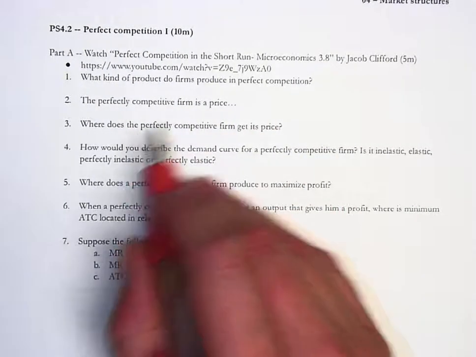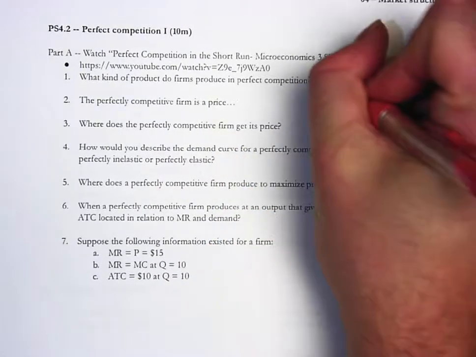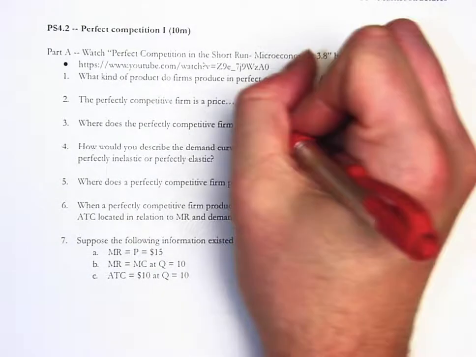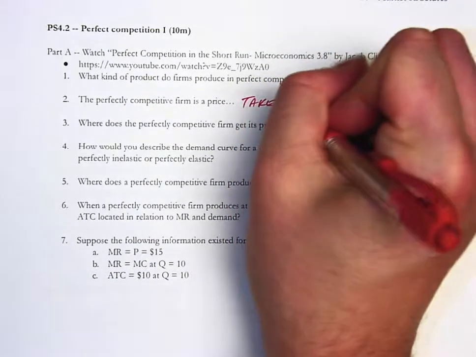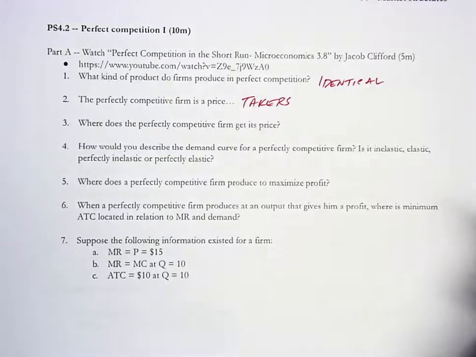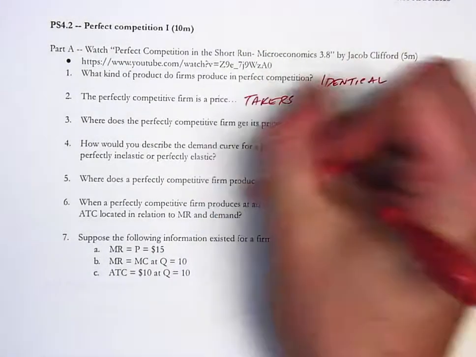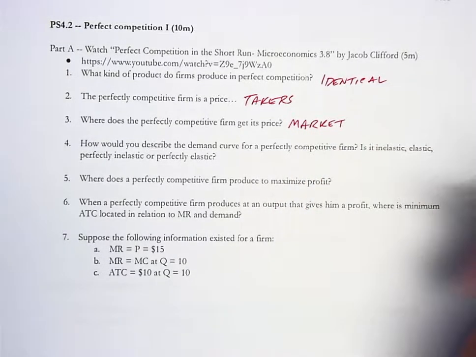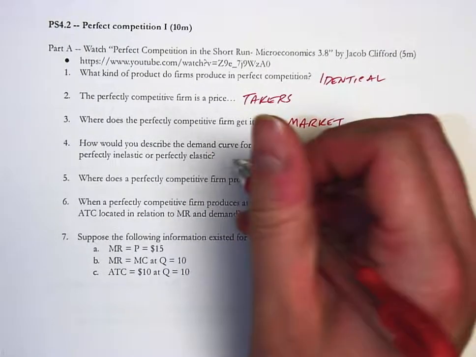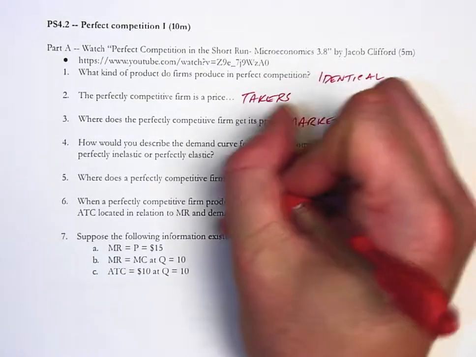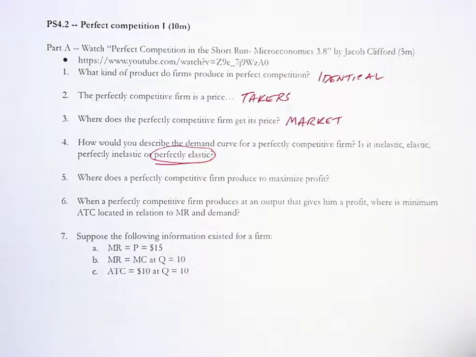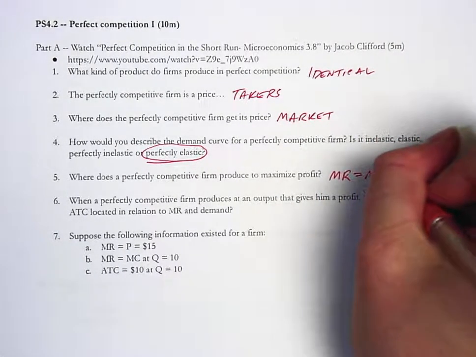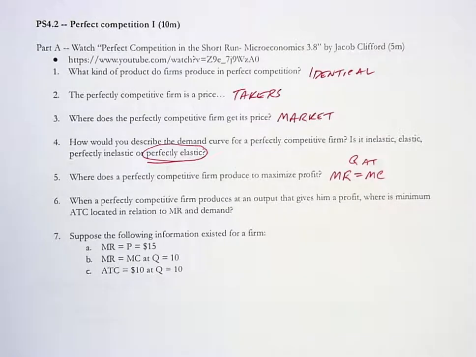So in that video, he talks about how the firms produce identical products, and that firms that are perfectly competitive are price takers. And again, he does a great job of explaining the ideas behind these. The firm gets its price from the market. So again, if you watch his video, it's pretty quick and easy to understand. He even tells you that the demand curve for perfectly competitive firms is perfectly elastic. And he says the profit maximizing rule is to produce the quantity where MR equals MC.